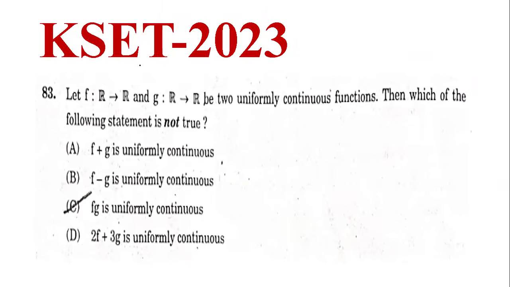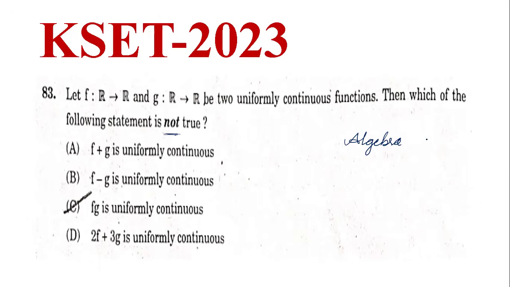See, this is KSET 2023 question. Let f from R to R and g from R to R be two uniformly continuous functions. Then which of the following statement is not true? They are asking not true statement. C. F plus G is uniformly continuous. This is based on algebra of continuity.